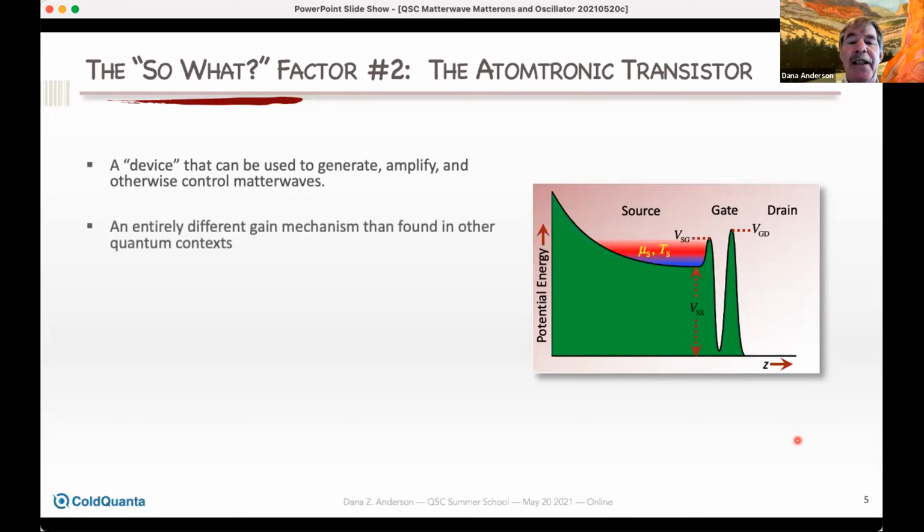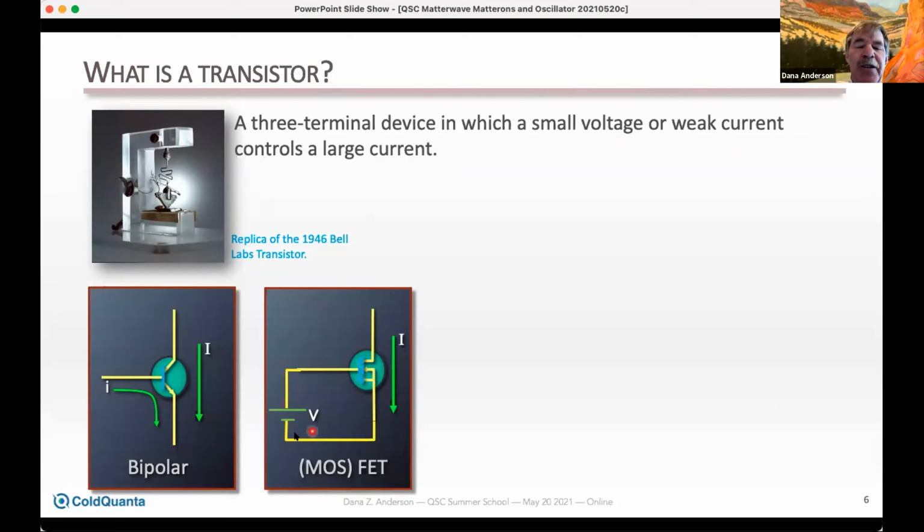So for those of you who were born post 1980 or so, just to give you a little bit of history and what a transistor is. This was the replica of the very first transistor invented at Bell Laboratories. It's a three-terminal device in which a small voltage or weak current controls a large current, hence the gain. A modulated weak current will modulate a large current. And there are generically two types of transistors that are familiar. There's the bipolar and the FET, and we use nomenclature that follows the FET.